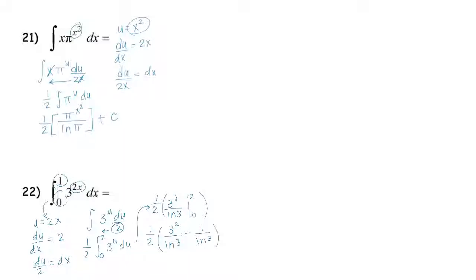So you can see your answer like that. You could also see, since you do have a common denominator, 3 squared is 9, and so 9 minus 1 is 8 over the natural log of 3. Or you could see 8 over 2 natural log 3. Any of that could be the correct answer.